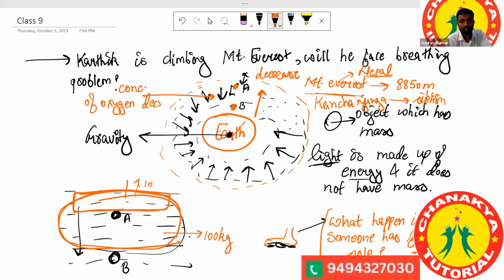decreases. So if there is less oxygen present at high altitudes, then you won't be able to breathe normally. You will face some problem in breathing. So that's why if we move to high altitudes from the surface of Earth, people will observe breathing problems. So everyone understood this thing?